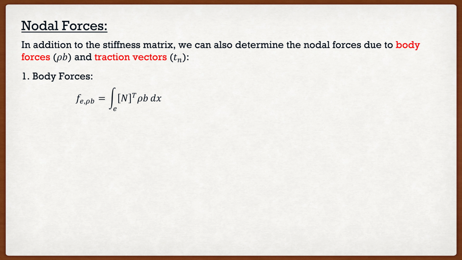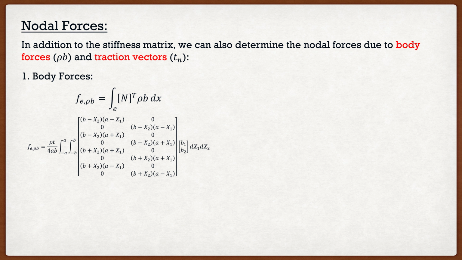And how do we attain them? Well, it's simple. We take N transpose, and again, we defined N on the previous slide, and we multiply it by rho b. So rho is going to be the density of the material of our element. If we were dealing with, let's say, steel, it'd be around 8,000 kilograms per meter cubed, something like that. And b is going to be the component of whatever the body force is. So if I was dealing with gravity, we know gravity acts in the vertical direction and has a magnitude of negative 9.81 meters per second squared.